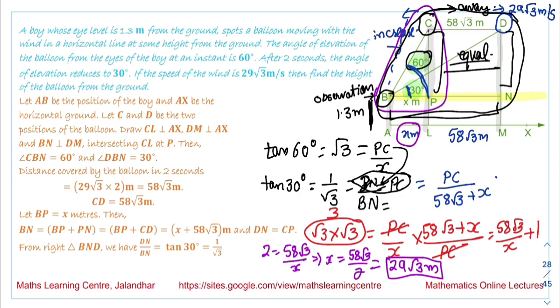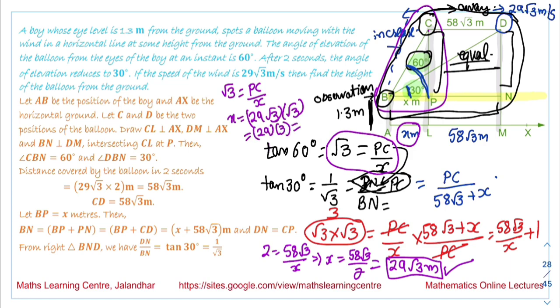Now we want to find the height of the balloon. So we substitute this value of X in our first equation: root 3 is equal to PC over X. So PC is equal to 29 root 3 into root 3. The answer we get is 29 into 3, that is equal to 87 meters. So this length PC, or this height DN, is equal to 87 meters.